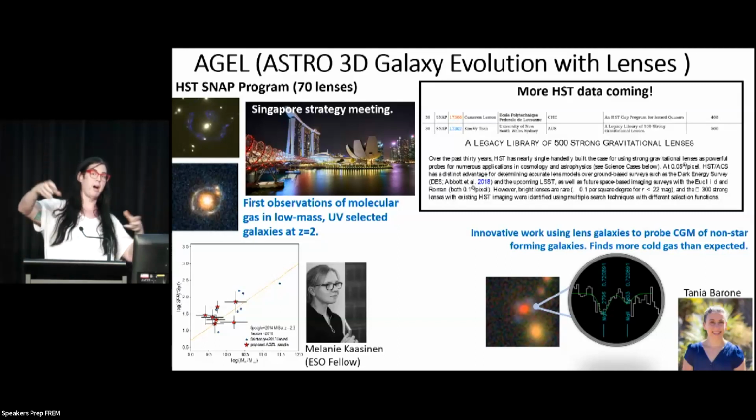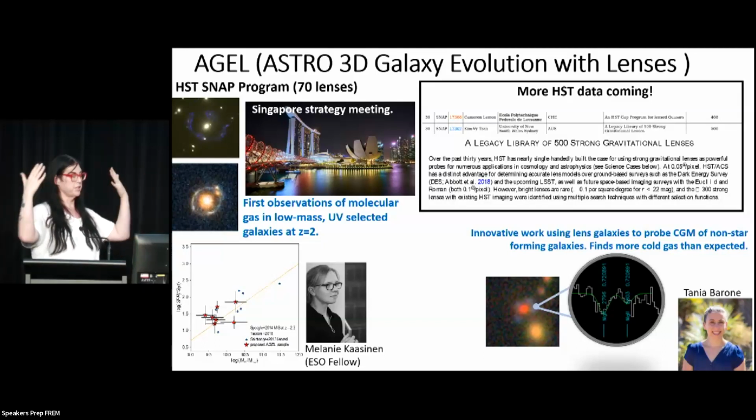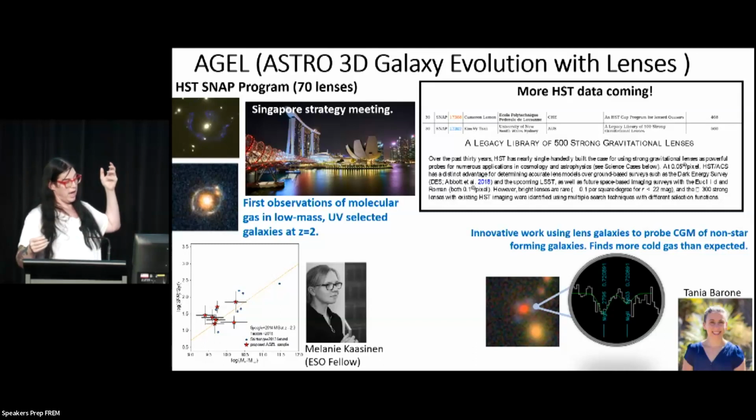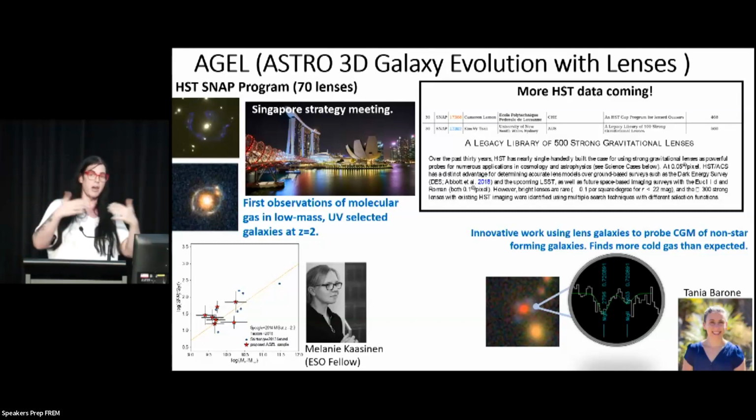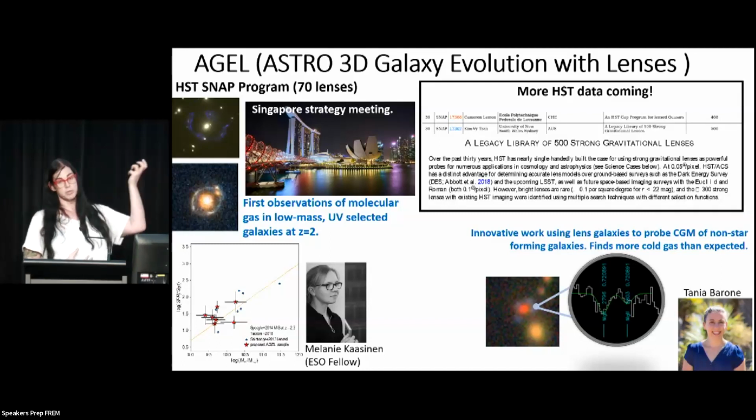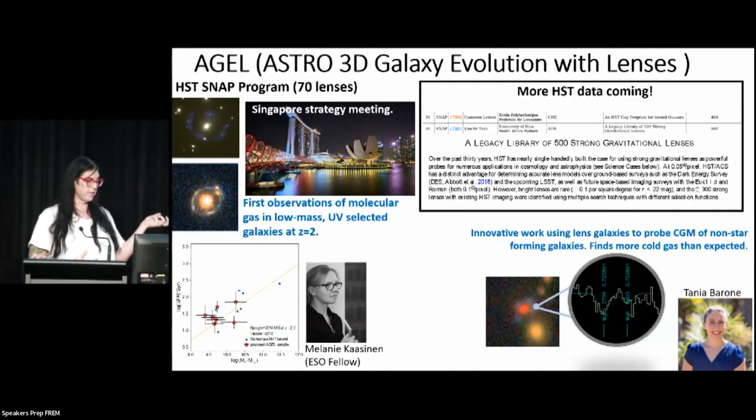Where we were talking about how to use AGIL to study cold gas, CO and dust in galaxies. And it's a real niche because we basically know nothing about how much cold gas is in low mass galaxies beyond redshift 1, because they're very difficult to find. And lenses become a way you can boost your signal and make observations.